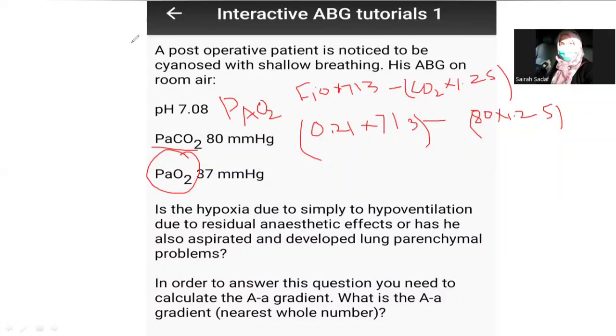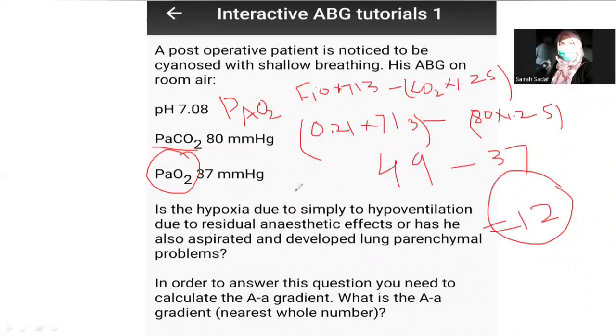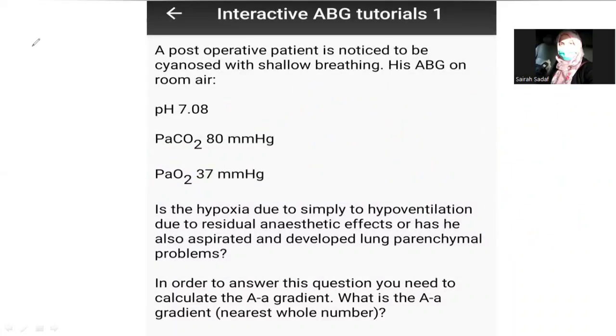Okay, first of all, we are getting an answer of 49 and we have to subtract 37 from it. Of course, we will get an answer of 12. So now the answer is 12, which falls in the normal AA gradient. What were the causes of normal AA gradient? Now tell me, what are the causes of normal AA gradient?